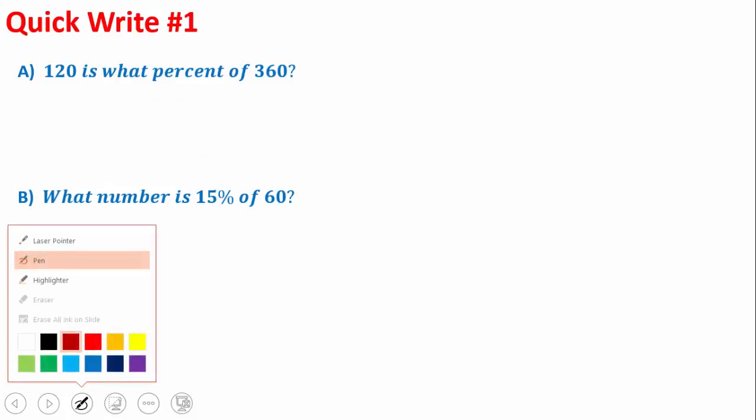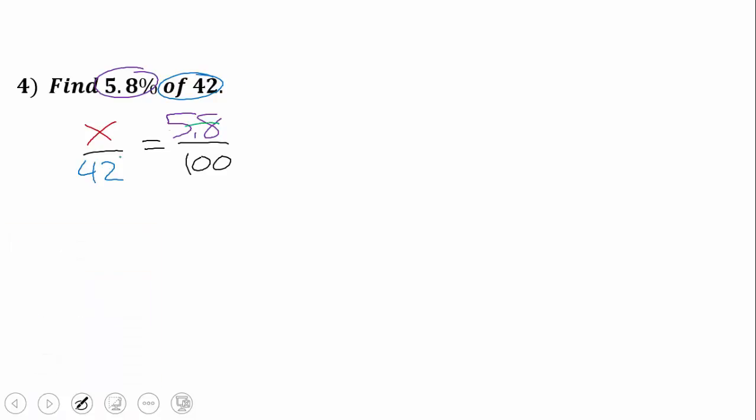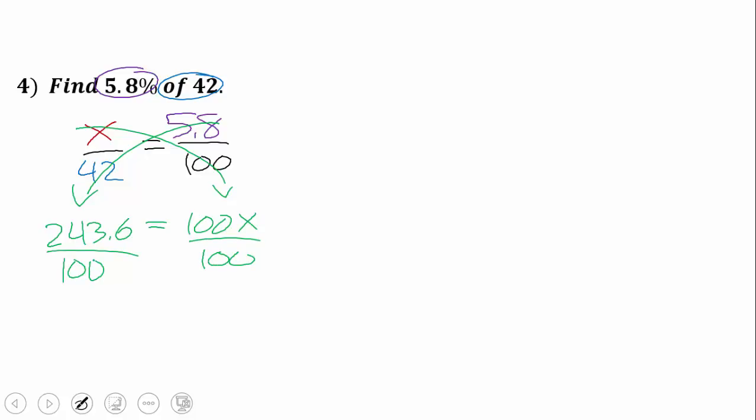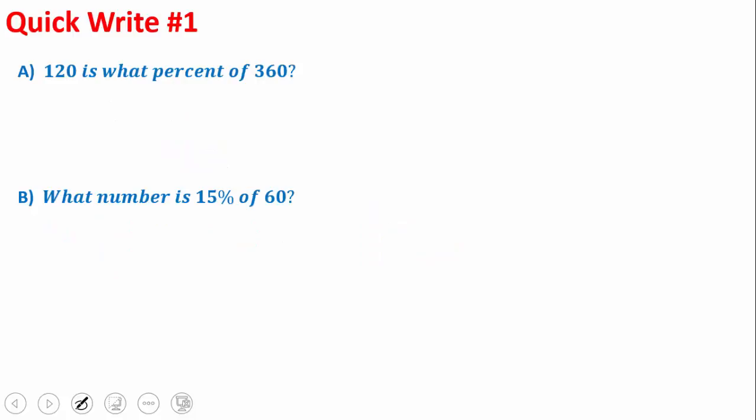We use our cross products. 5.8 times 42 is 243.6. This is where our calculators come in handy. 100 times x is 100x. Dividing by 100, that moves the decimal. We learned what this does. It moves the decimal 2 places to the left. That's 2.436. So x is 2.436. 2 and 436 thousandths is 5.8% of 42. Wow.